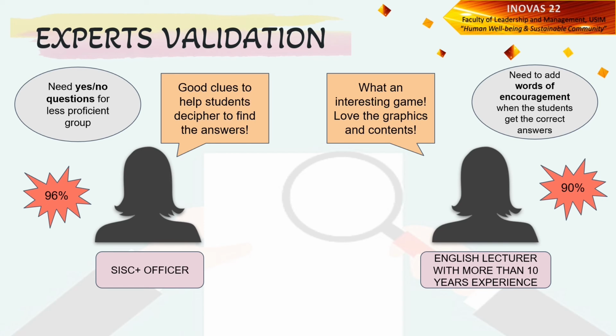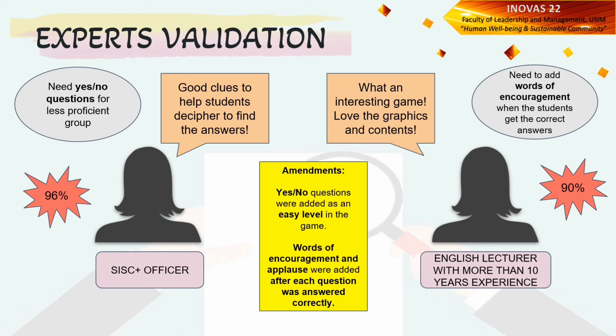Need yes or no questions for the less proficient group. Need to add words of encouragement when the students get the correct answers. Amendments were then made to fit the students' needs. Yes or no questions were added as an easy level in the game, and words of encouragement and applause were added after each question was answered correctly.